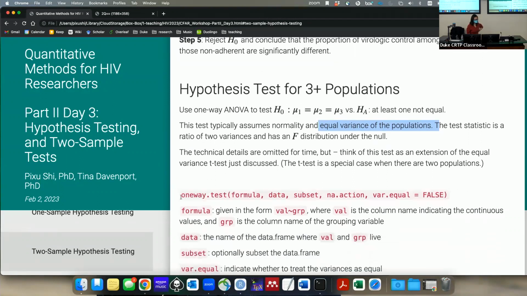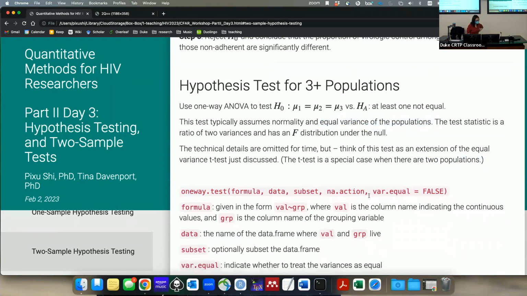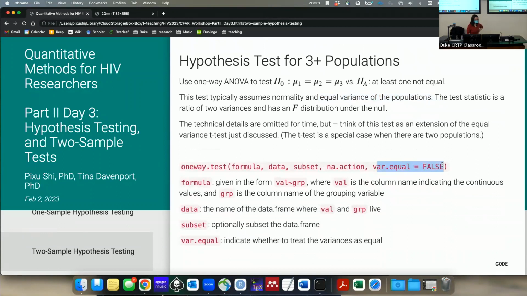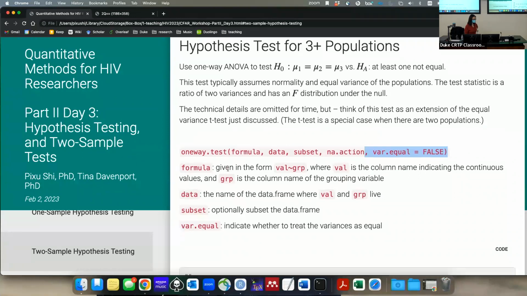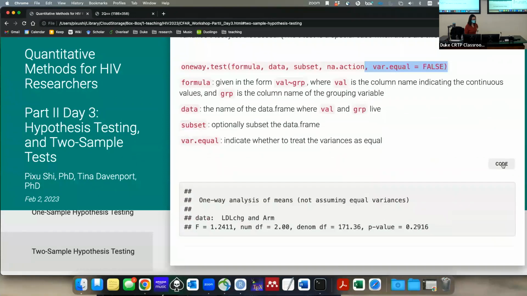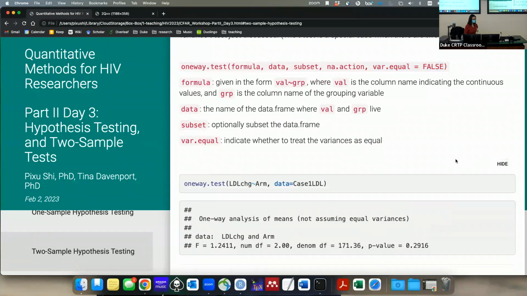So for one-way ANOVA, you just need to know that it actually assumes the variance is equal. But when you have unequal variance, you can specify here, and it will use some more complicated way to do the one-way ANOVA test for you. I guess I probably sound a little confusing here. So, anything that you want me to clarify?